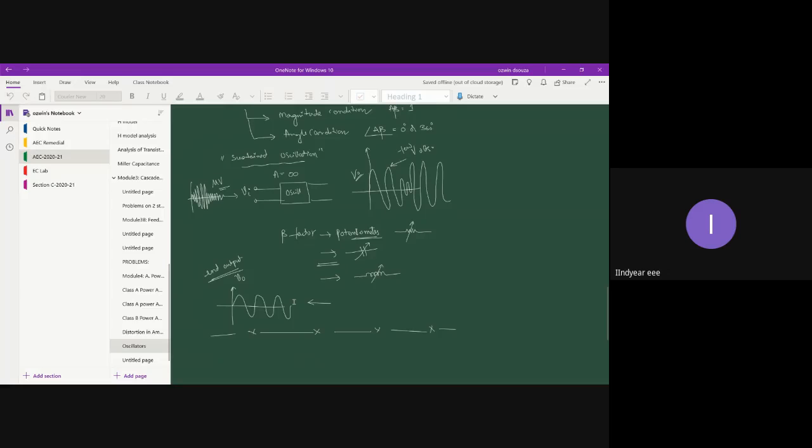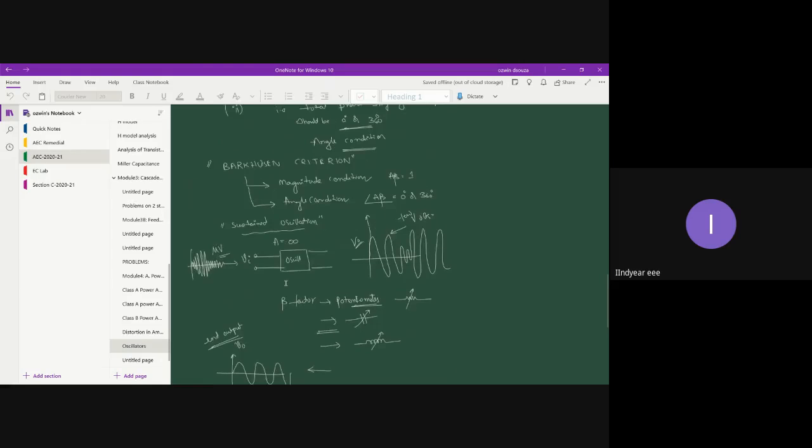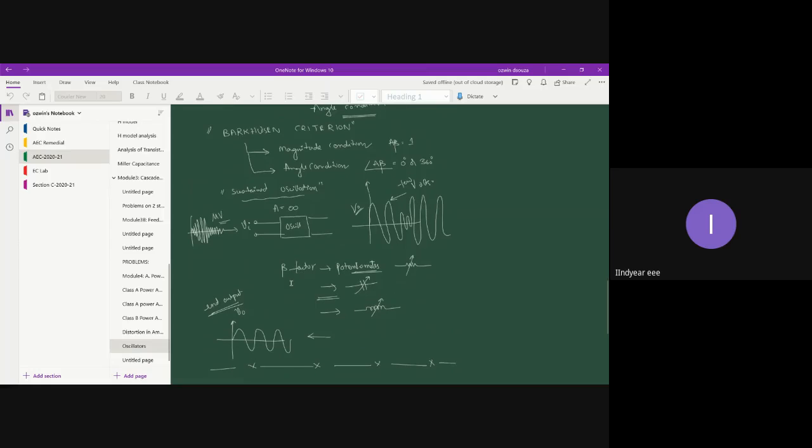By adjusting the feedback factor beta, the noise signal can later be shaped into sinusoidal oscillations. To that matter, any other oscillation is also fine. I spoke about sinusoidal oscillation because in this particular module, we'll be talking about only sinusoidal oscillations. So that's how the oscillator circuits work.